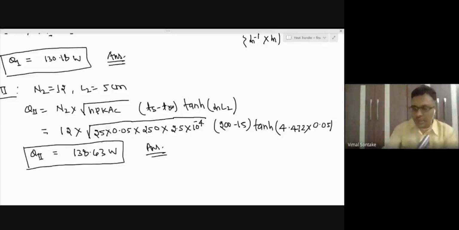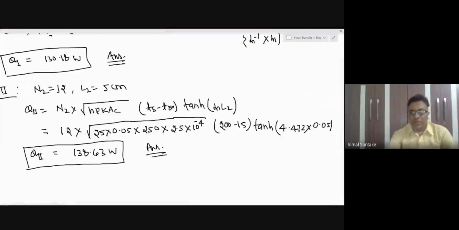I don't know whether you are able to see through my camera. Okay, like this: tanh of 4.472 into 0.05, and this value will come out 0.219. Then multiply the other terms. So it is correct, 138.63.